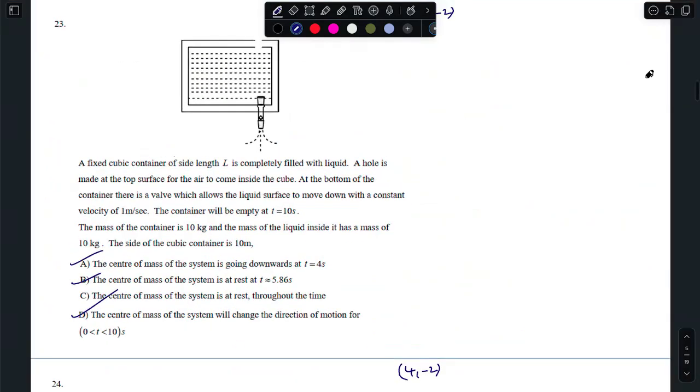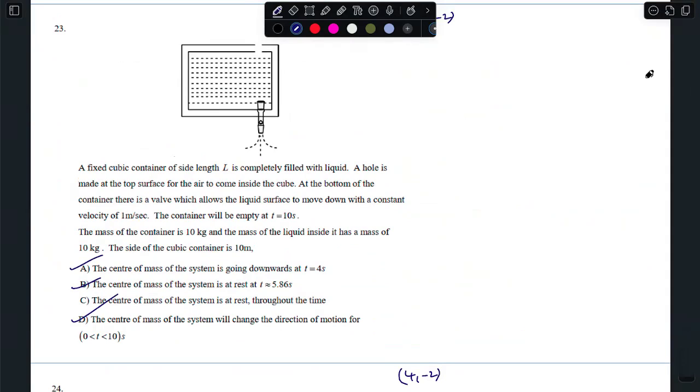A fixed cubical container of side L is completely filled with liquid. A hole is made at the top surface for the air to come inside the cube. At the bottom of the container there is a valve which allows the liquid surface to move down with a constant velocity of 1 meter per second. The container will empty at t equal to 10 seconds. The mass of the container is 10 kg. The liquid inside has a mass of 10 kg. The side of the cubic container is 10 meter.